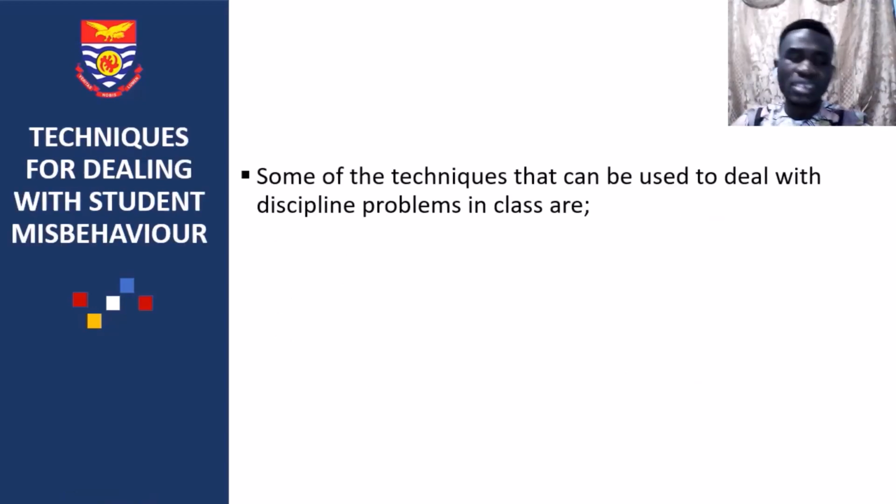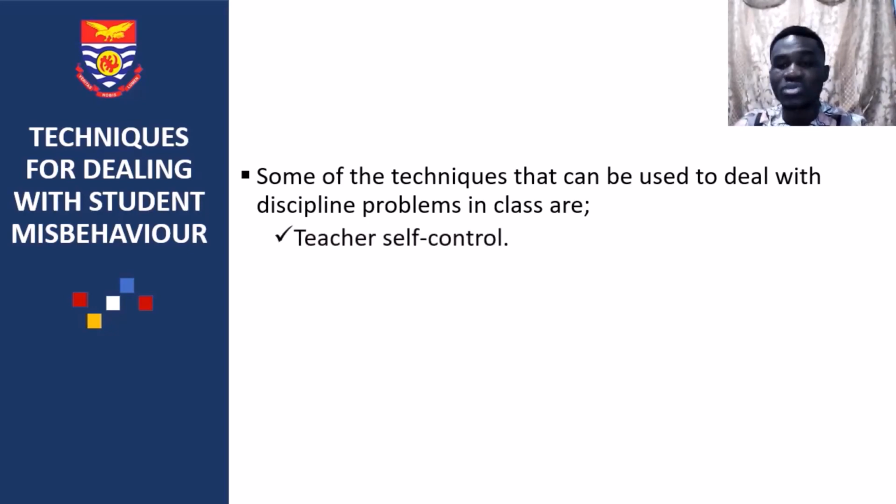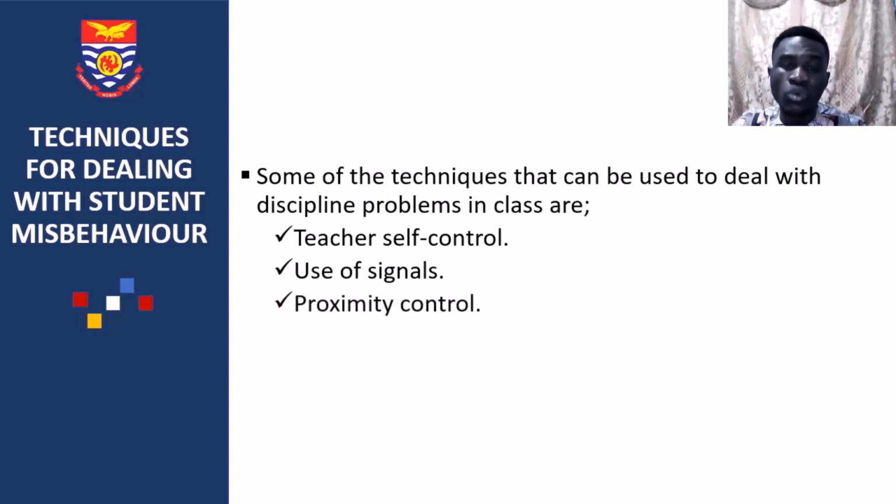Now, what are the techniques for dealing with student misbehavior? Some of the techniques you can use include teacher self-control. As much as possible, you must try to have self-control as a teacher. Use of signals: sometimes you can just stare at the misbehaving student in the class. You can just look at the person. If you are talking, you stop and you look at the person for some time. You can also do what we call proximity control. You move closer to the misbehaving student. You just stand closer to such a student.